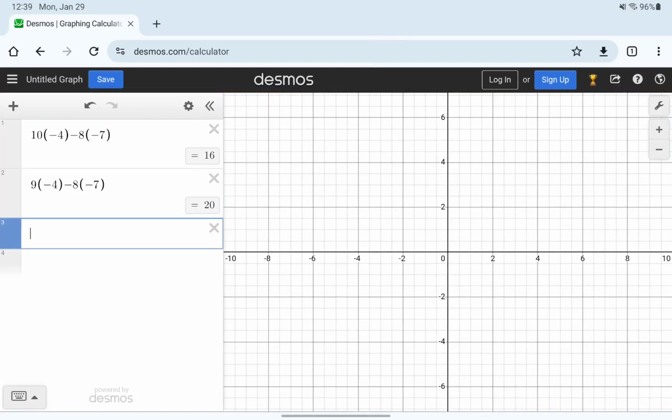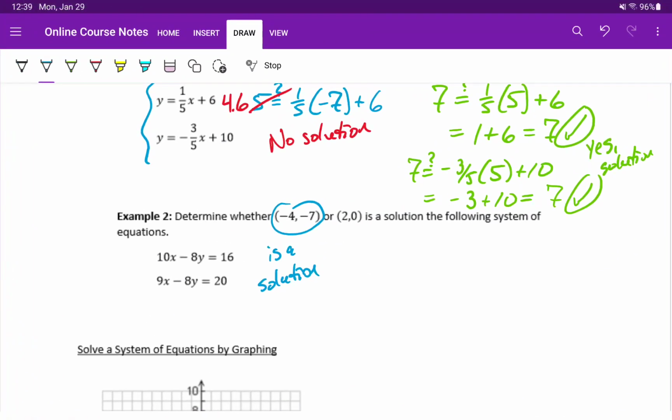If we went back and tried this with (2, 0), we could start with either equation. We would take 10 times 2 minus 8 times 0 and see that that gives us 20, which doesn't make that first statement true, because that first equation should be equal to 16. So (2, 0) is not a solution. Because again, what we're looking for is that xy pair to make both equations true. If so, then we found a solution to that system of equations.